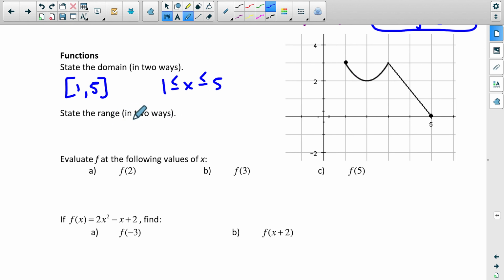State the range. Well, this time we're looking up and down. We're looking at y values. Got to start with the lowest one. Lowest point is at 0. Highest one is up here and here. Both of them are at 3.